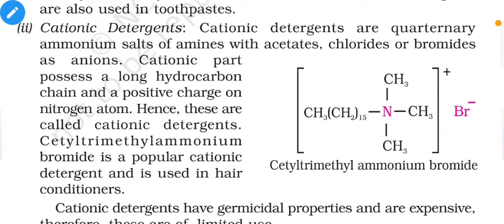Next point, cationic detergents. As we know, if anionic detergents contain an anion as the cleansing agent, then in this case it will be a positive ion or cation. So cationic detergents are quaternary ammonium salts of amines with acetates, chlorides or bromides as anions. The cationic part possesses a long hydrocarbon chain and a positive charge on the nitrogen atom.